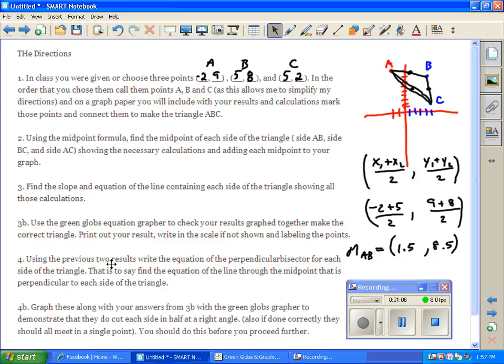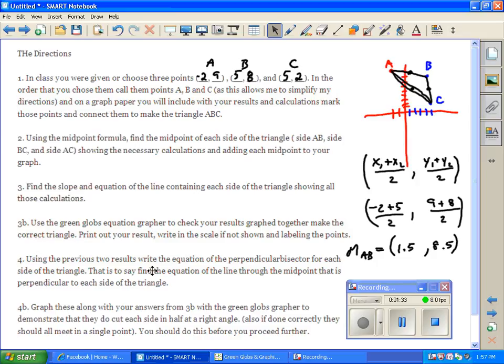Using the previous two results, write the equation of the perpendicular bisector for each side of the triangle. That is to say, find the equation of the line through the midpoint. That's what makes it a bisector, it splits a side in half, and these are chords, so it's a perpendicular bisector of a chord. And through the midpoint that is perpendicular to each side of the triangle.